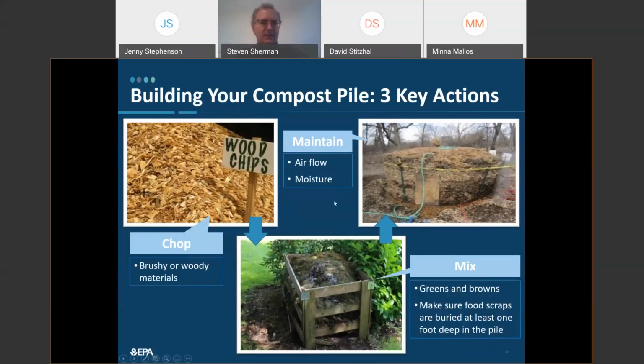So there are three key actions in building your compost pile. If you've got brushy or woody materials, we want to chop them, ideally, mix the greens and the browns, and make sure if you're adding food scraps, to put them at least a foot deep in the pile. That's where it's going to be warmest, and animals don't like digging through really warm piles. And by warm, I mean it may be over 130 degrees a foot deep in that pile. So they're not that interested in food at that temperature typically. And so chop, mix, and maintain the air flowing through the pile and maintaining the moisture levels by periodic watering or by using techniques to make sure that there's not too much water. All right, next.